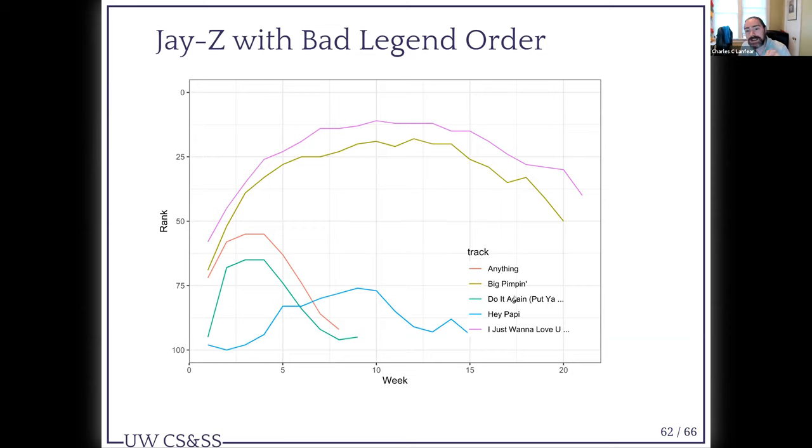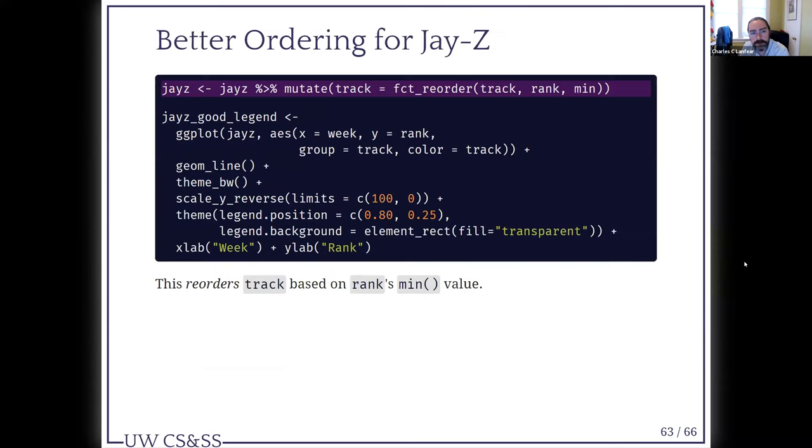Maybe what I want is to make it so that the order of the legend matches the order they are in the data plot, okay? So I need to reorder these things based on the actual values of the data. To do that, I could say, take my JZ data and then mutate so track is equal to factor reorder the track variable by the rank column, specifically by its minimum value, because minimum is better values. So one would be the best, 100 would be the worst.